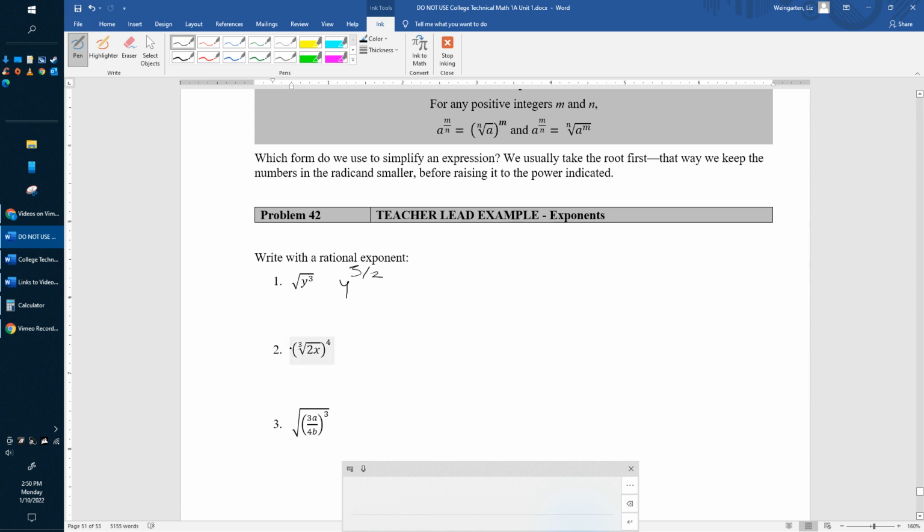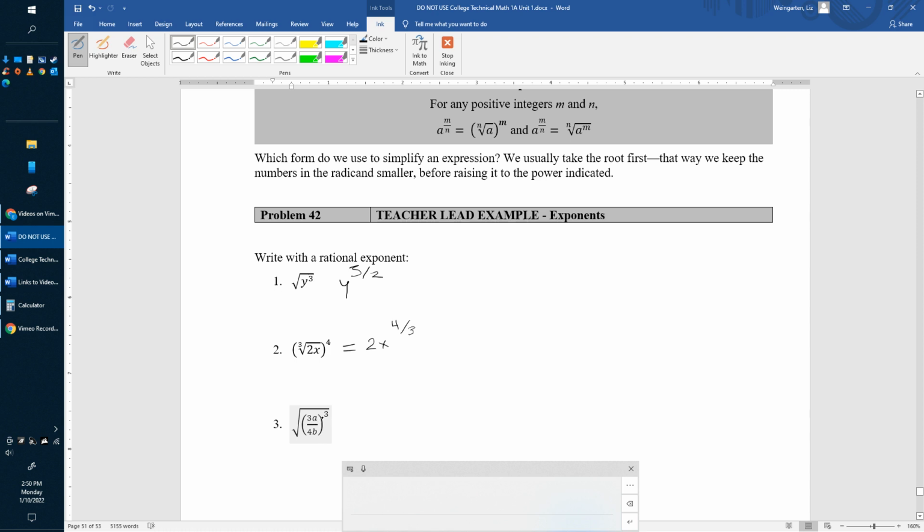What if the exponent's on the outside? It doesn't matter. Order of operations doesn't say anything about which exponent we have to take first. So it's perfectly fine. Our base, the whole thing is inside the root. So our base is 2x. We're taking it to the 4th power, but we're taking the 3rd root. So it's 2x to the 4/3.